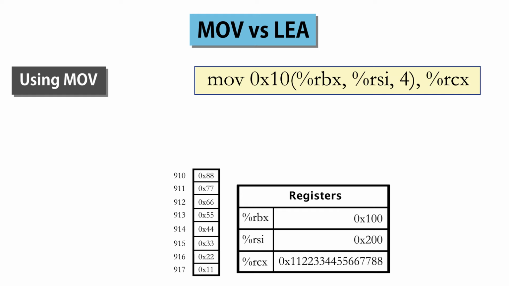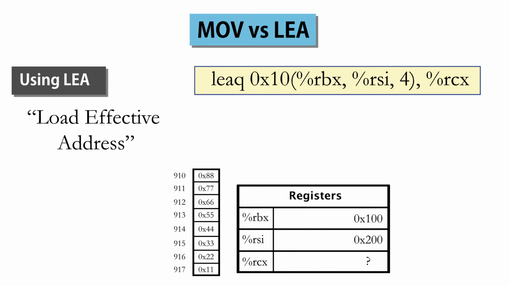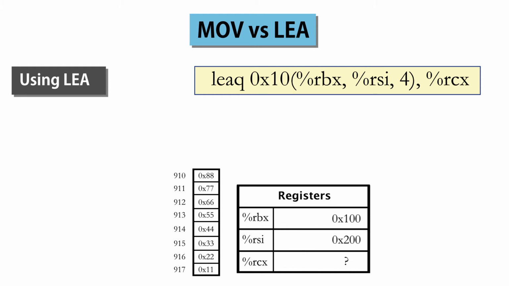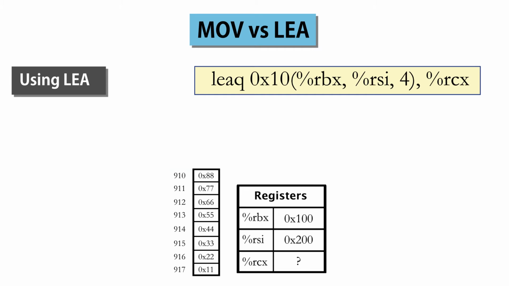But let's suppose that instead of our MOV instruction, we had the following x86 LEA statement. By the way, LEA stands for Load Effective Address. The computation of the effective address in the source argument position is exactly as before. It designates hex address 910. But in this case, instead of using the effective address indirectly to fetch the contents from memory, we load the address itself into register RCX. That is, we assign 910 to RCX.